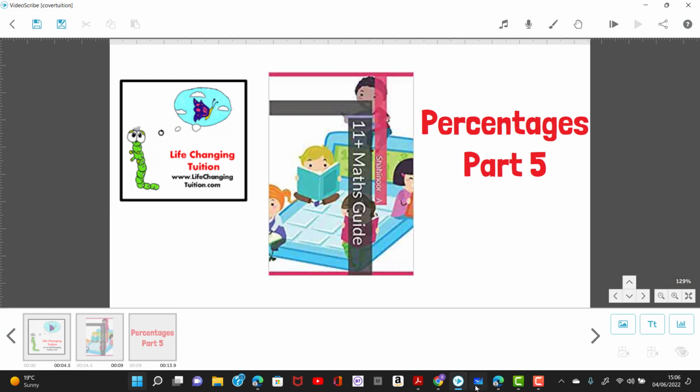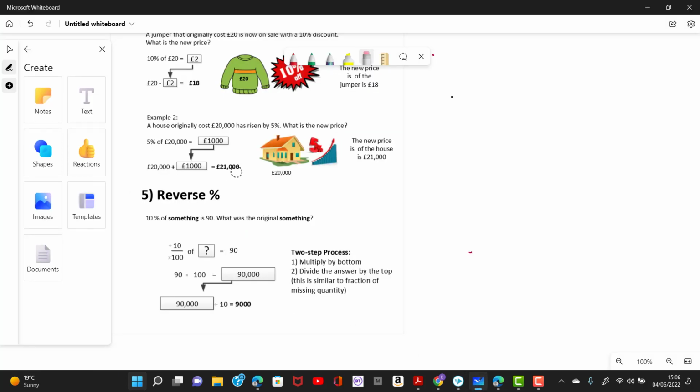So let's go on to the final topic, percentages. The final topic is reverse percentage. Before we start reverse percentage, let's quickly remind ourselves of something we'll have to use, called a fraction of original quantity. If you remember this, 3/4 of something equals 12. How do you do that? You divide by the bottom and times by the top. So 12 divided by 4 is 3, and 3 times 3 is 9. If you're not sure, go back to the videos on fractions.